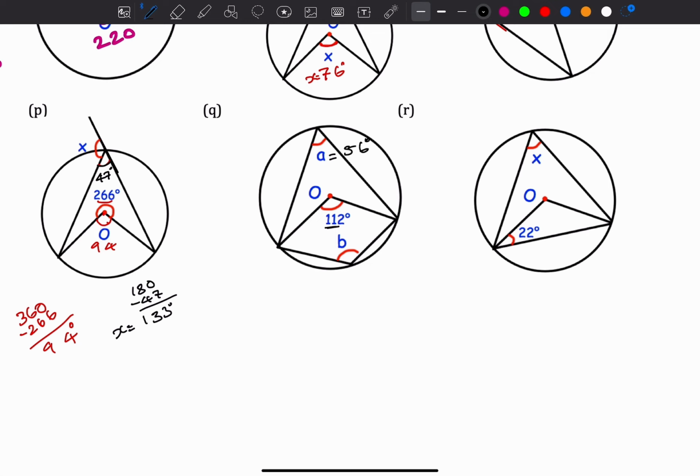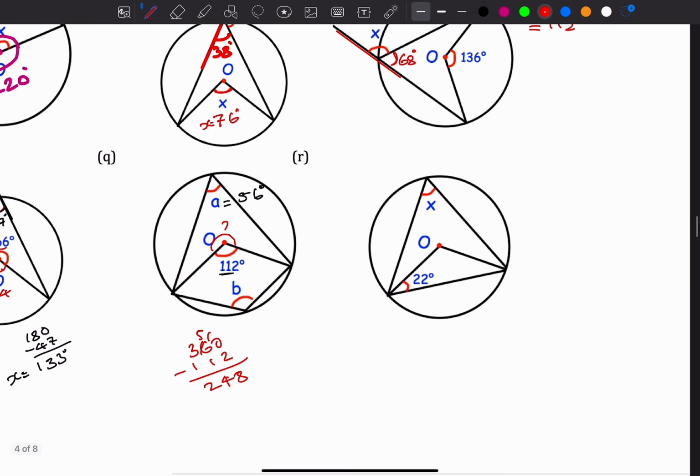If this is 112, what is this angle? 360 minus 112 is 248. Then if you switch it and look at it the other way around, this is the angle at the center, and this is the angle at the circumference. So that should be double that. So B is half of that, 124. So you should be able to look at it the other way around as well. That's a nice question to do.